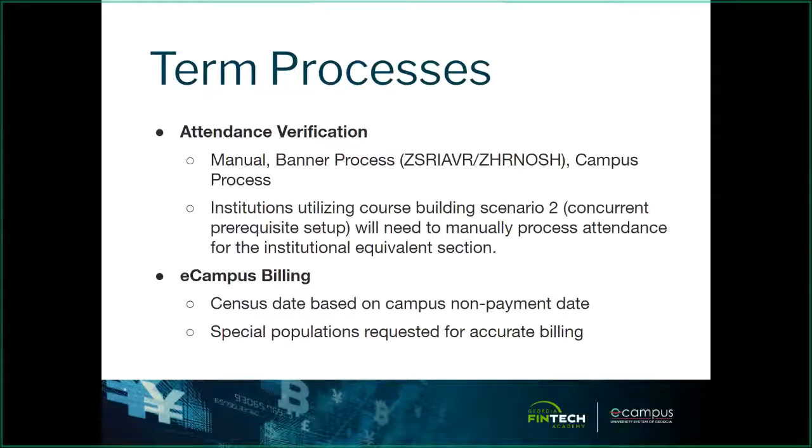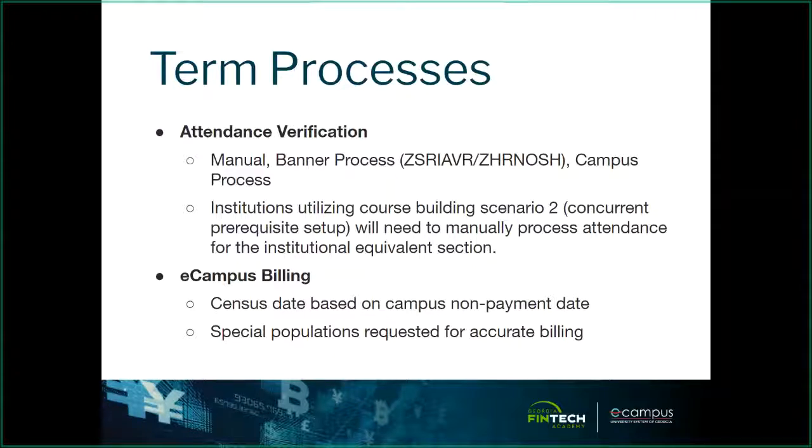The next term process we want to cover is attendance verification. There are a couple of ways that you can process attendance verification, whether that's manually by pulling a report from Ingress, or if you have your own homegrown campus process, you can use that Ingress report to process that. But we do recommend using the Banner processes ZSRAVER and ZERNOSH. That's just what I call them, but the form names are listed there on the screen. What that does is it pulls the records from Ingress when an instructor submits those and then pulls them into your Banner process. If you're using Scenario 2, you will still need to manually pull those records from your FTA courses over to your institutional course equivalents. How you do that is up to you. There is an output report that comes from those processes that you can use, or you can pull a report from Ingress to process attendance on the institutional course equivalents.